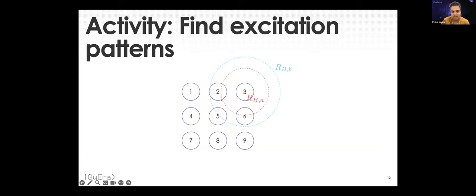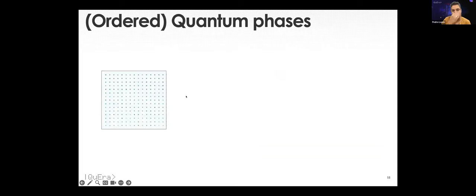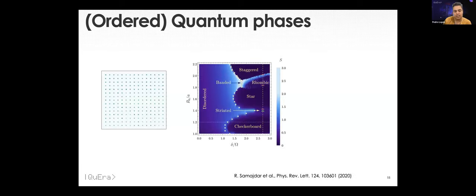You can play later with the case of RBB. But the point is that we can create order phases, right? So if I have a lattice of atoms like this one that you're seeing, we can actually create a phase diagram of what we expect to see depending on the blockade radius. And this is as a function of delta. So let's look at this, right?